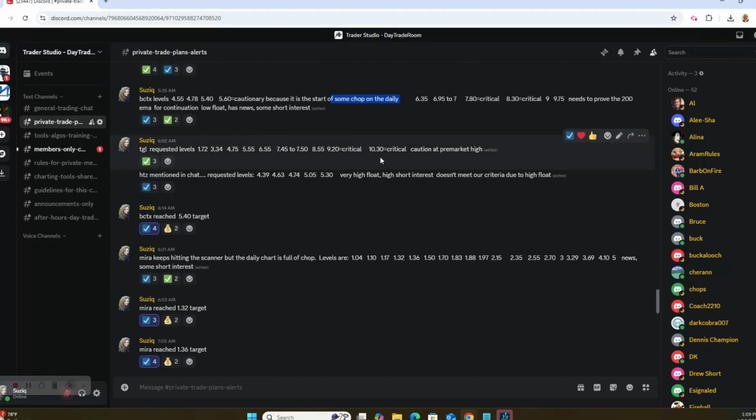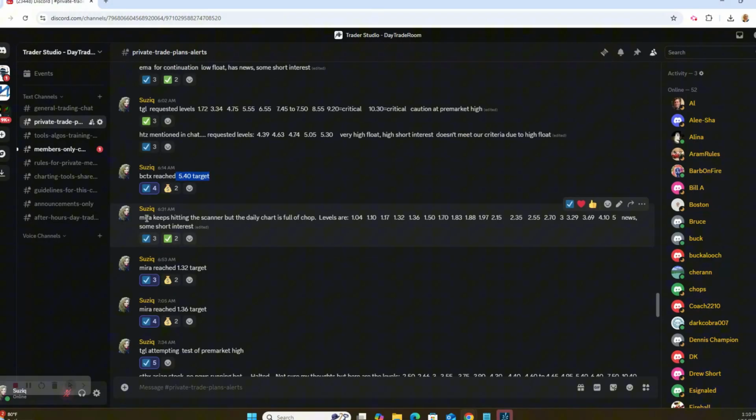TGL, it retested the pre-market high, which I mentioned here, caution at the pre-market high, and that's as high as it went today. This turned out to be a pretty good stock to trade. It kept hitting the scanner. We had some very tight levels, but it's a cheap stock. You'll see that a lot with these cheap stocks. They'll have levels that are pretty tight, but the benefit of that is you can use them for the stairs. So don't get frustrated if you don't see a lot of range here. So you're going to be using these as stairs to climb up to the next target and hold.